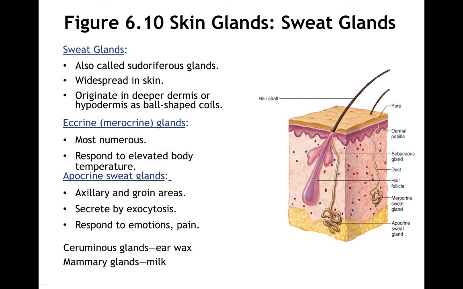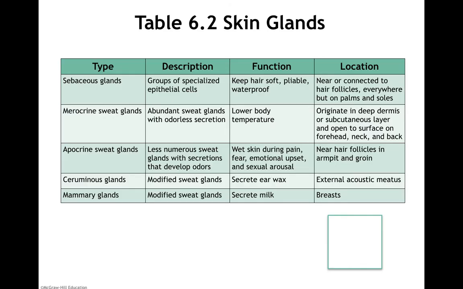We also have ceruminous glands in our ears that produce earwax, and women, while they are lactating, have active mammary glands that produce milk. So here are our glands: sebaceous, merocrine, apocrine, both of those being sweat glands, ceruminous glands, mammary glands. And I will stop there. You should be familiar with all of these glands.